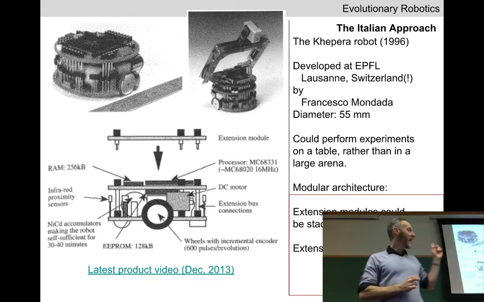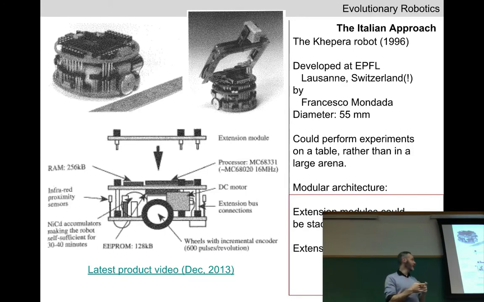Okay. And they were working actually back in the early 1990s with these small hockey puck type robots called the Khepera robots. They're surprisingly long-lived robots. There was a product video from 2013. I think they're still on the market today. They're a nice little simple robot that's been around for a long time.